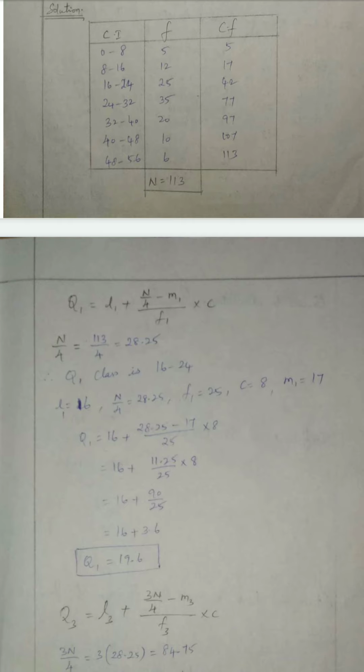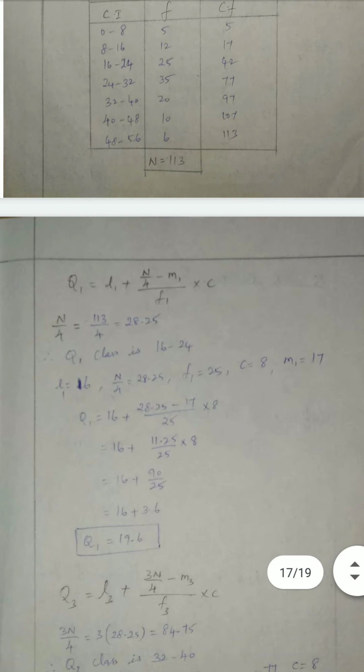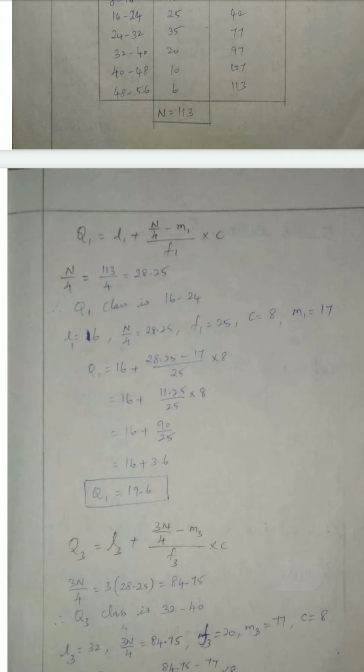L1 is 16, N by 4 value is 28.25, F1 is 25, C, the class interval length, is 8, M1 equal to 17. That's the pre-cumulative frequency of the Q1 class. Substitute these values in this formula, we get Q1 equal to 19.6.